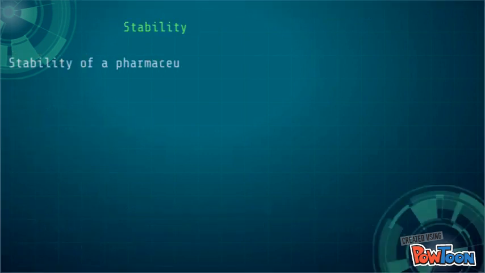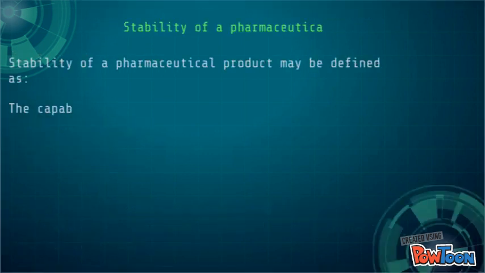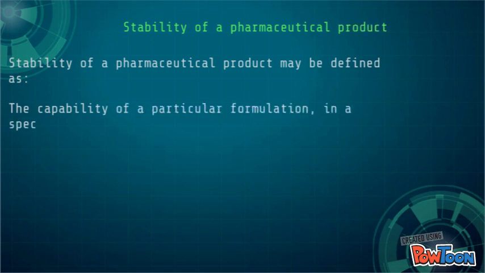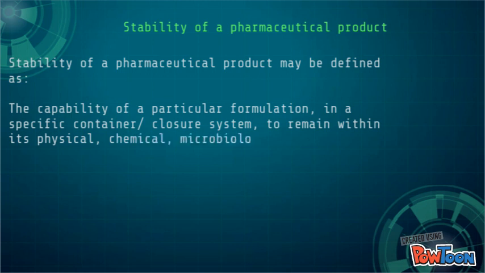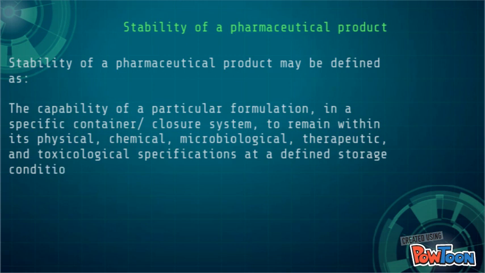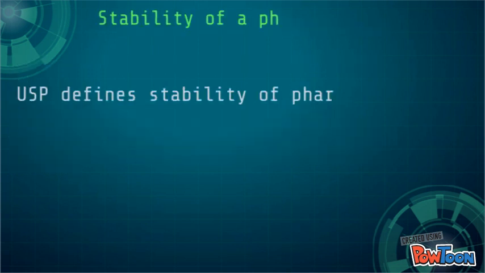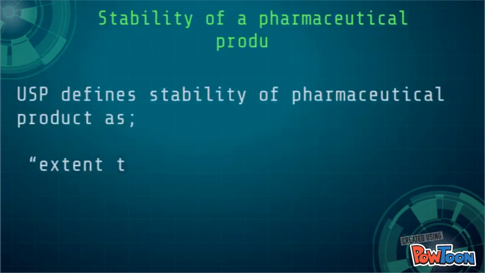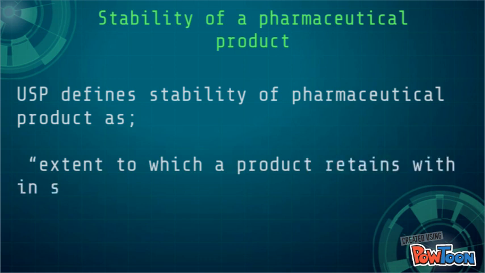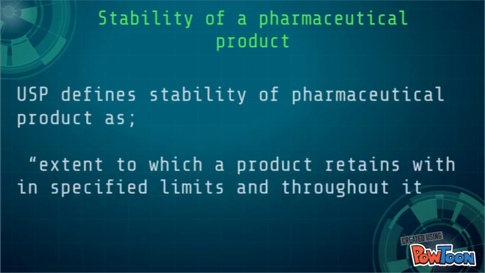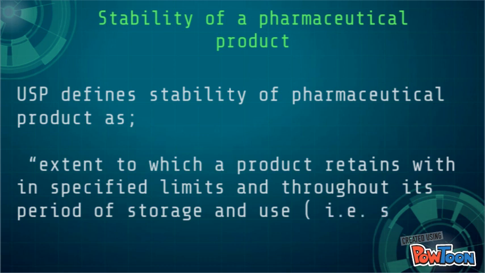Stability of a pharmaceutical product is defined as the capability of a particular formulation in a specific container closure system to remain within its physical, chemical, microbiological, therapeutic, and toxicological specification in a defined storage condition. USP defines stability of a pharmaceutical product as the extent to which a product retains, within specified limits and throughout its period of storage and use, that is shelf life.